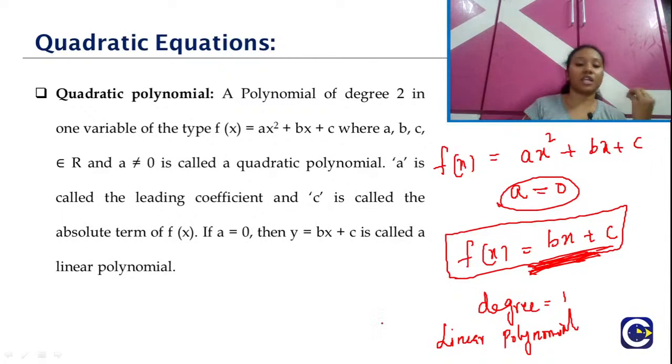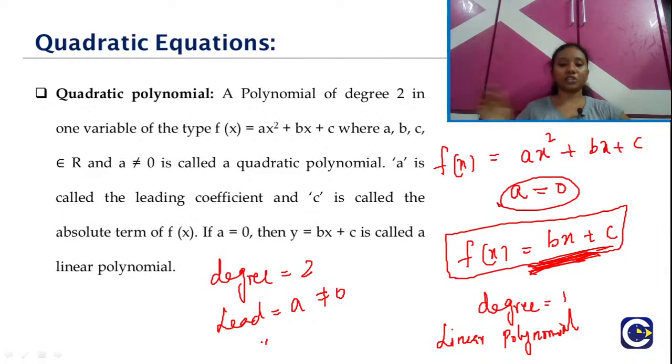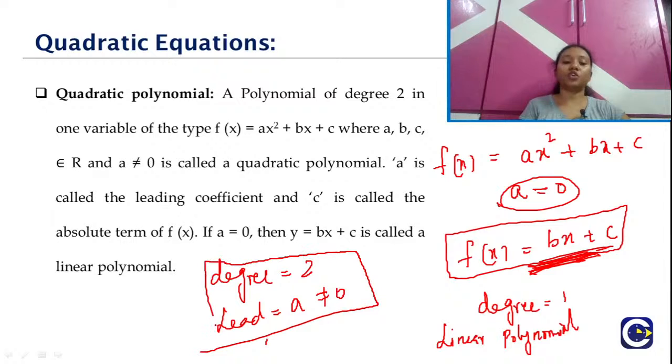So what are the important points in our quadratic polynomial? Any polynomial with degree 2 is called a quadratic polynomial, and the leading coefficient here, which is a, cannot be equal to 0, right? So this is our second important point, and our constant term or absolute term will be c. That's why whenever we write any type of polynomial, the leading coefficient cannot be equal to 0.